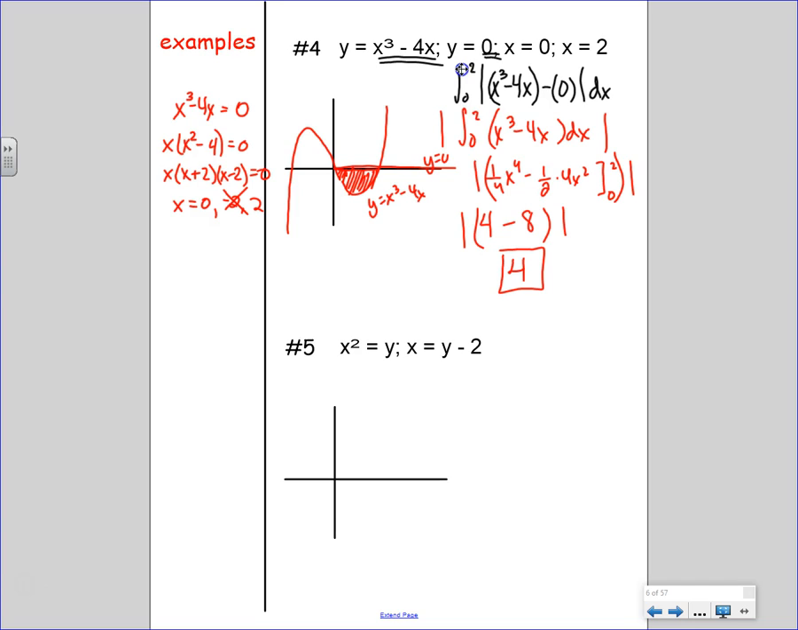Okay, on number 5, what did you guys think, just looking at it, would be the better way to go? Just like initially, what did you think?